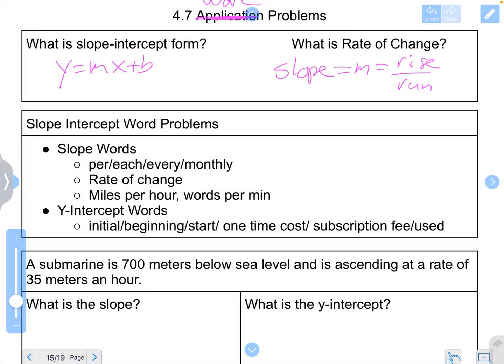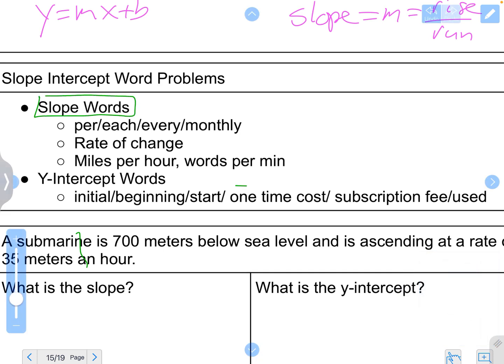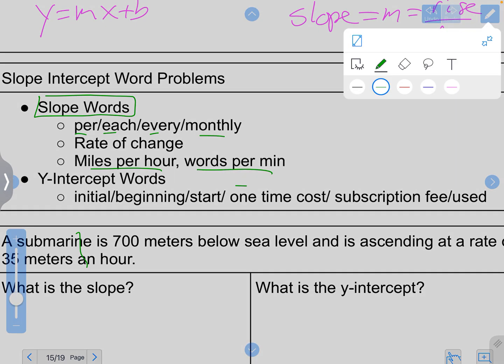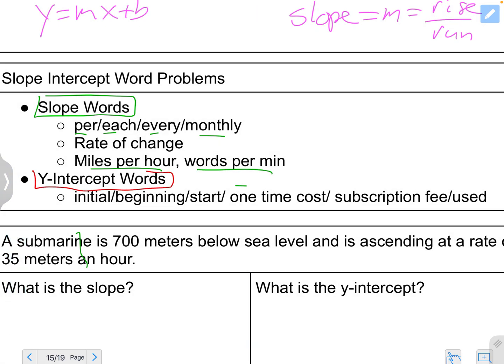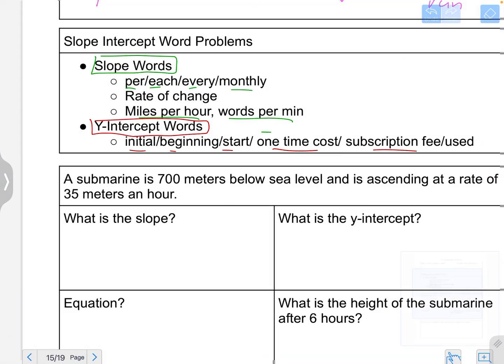So back in Unit 1, we kind of talked about word problems. We talked about slope words, are things like per, each, every, monthly. It's our miles per hour, our words per minute. And we talked about our y-intercept, which were words like initial, beginning, start, one-time cost, subscription fee, things like that. So let's look at our first word problem and let's figure some of this stuff out.